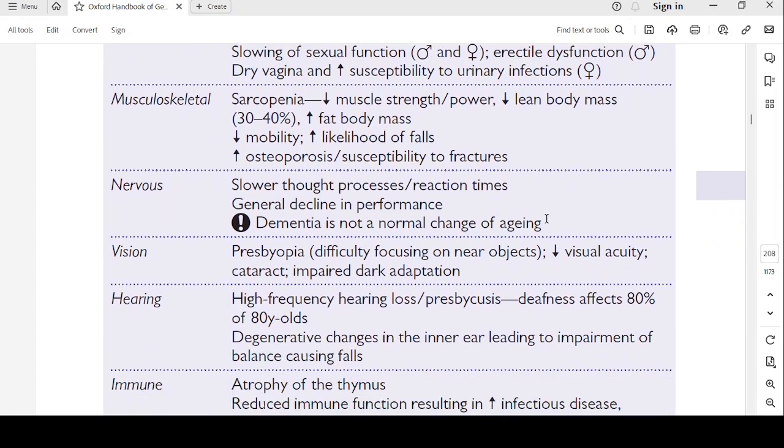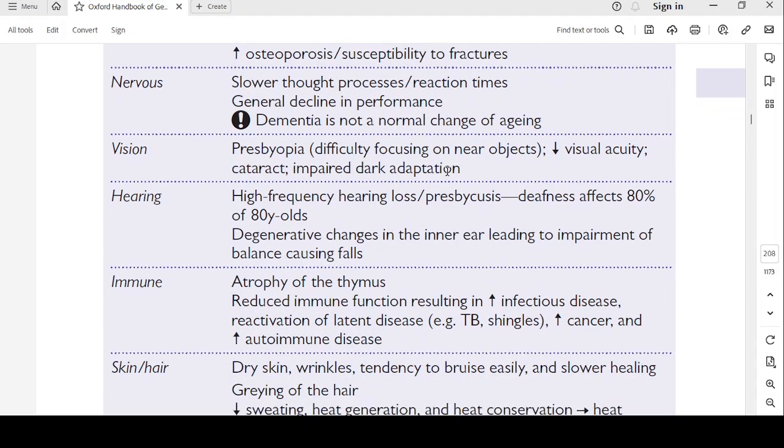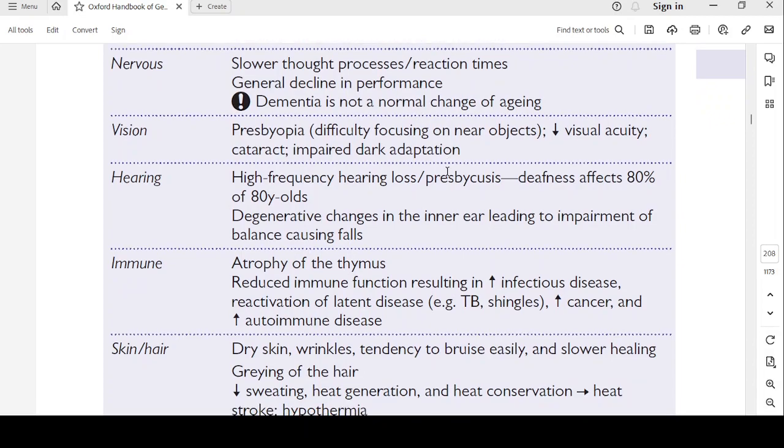Musculoskeletal: sarcopenia, decreased muscle strength and power, decreased lean body mass, increase in fatty body mass, decrease in mobility, increased likelihood of falls, osteoporosis, susceptibility to fractures. Nervous: slower thought process or reaction time, general decline in performance. Dementia is not a normal change of aging.